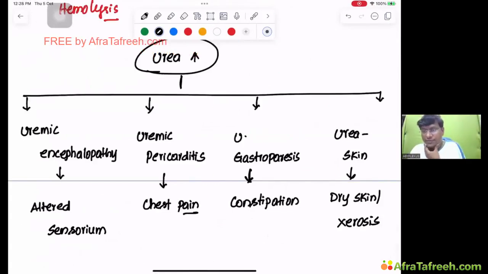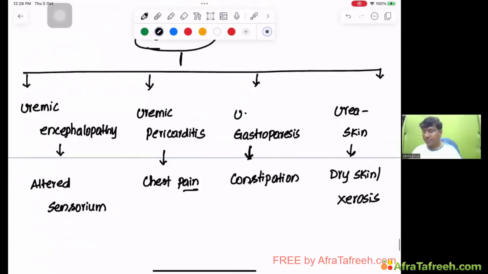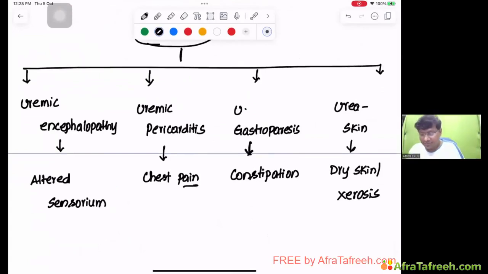Yes, Jacob, at what levels of urea can we say that encephalopathy is due to urea, sir? Now, let me just tell you, Jacob, there is no particular cutoff value at which the individual will develop uremic encephalopathy. It all depends upon the individual, right? Because in children, if the urea levels are increased to around 50 or 60, there can be development of encephalopathy. Whereas in adults, when the urea levels are increased to around 90 or 100, then they can develop uremic encephalopathy.